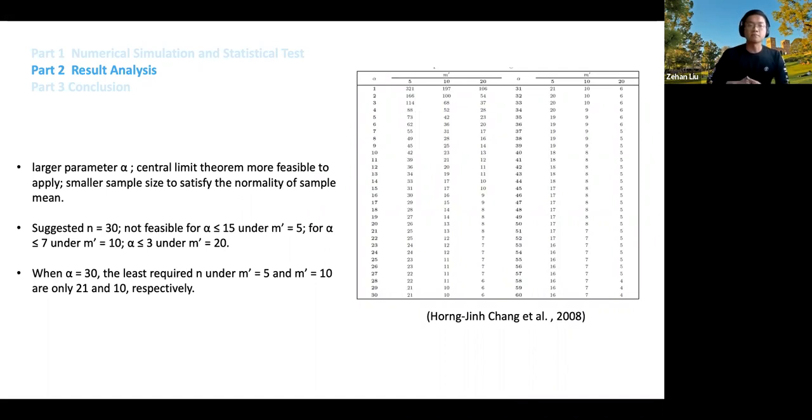Secondly, the previously suggested n equal to 30 is not feasible for the following 3 scenarios: alpha less than or equal to 15 under M prime equal to 5, alpha less than or equal to 7 under M prime equal to 10, and alpha less than or equal to 3 under M prime equal to 20. And thirdly, when alpha equals 30, the least required sample size n under M prime equal to 5 and 10 are only 21 and 10 respectively. They are all less than 30. Next slide, please.